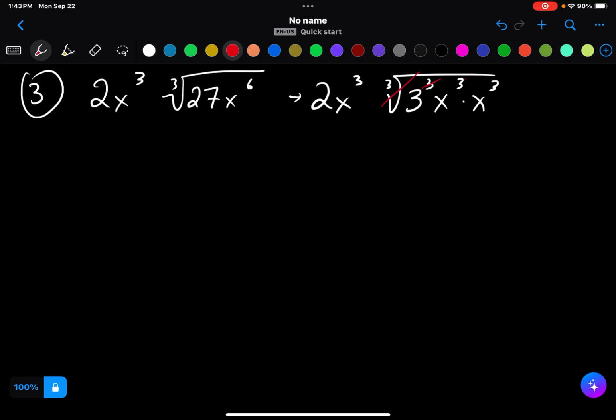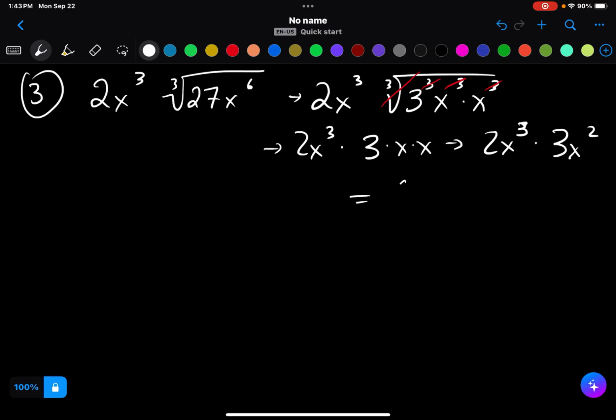This allows me to cancel everything out, leaving me with 3 times x, which is 3x to the 2nd power. Now when you multiply these two, you're going to get a final answer of 2 times 3 is 6, and x to the 3 times x to the 2, that's x to the 5th power, because you add the exponents. The base is the same. That's number 3. Let's go ahead and work out number 4.